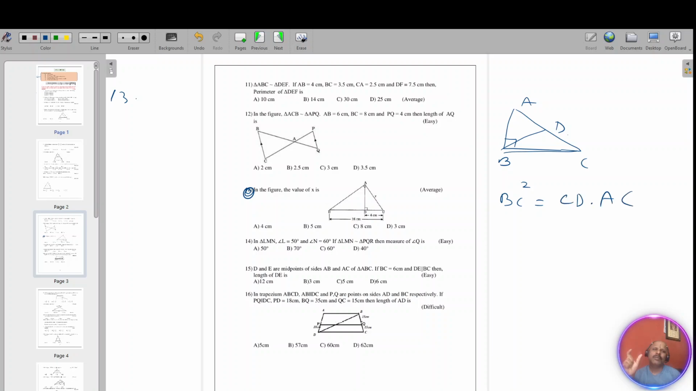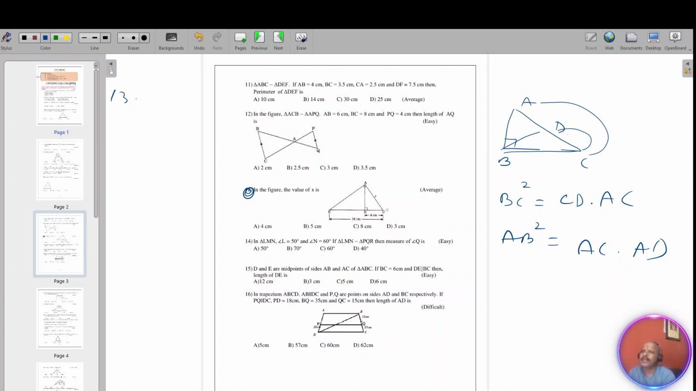BC square means one of the leg squares, starting from that letter: CD and CA. That's one rule. Another leg square, you say AB square, is similarly AC into AD. These two are very important. BC and AB are the legs, the base and altitude of the right angle triangle, not the hypotenuse. So using this we are solving here.